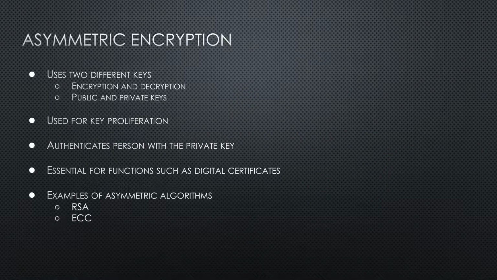Now, asymmetric encryption is pretty interesting, as it uses two different keys. It uses one for encryption and one for decryption, meaning that you can only use the encryption key for encryption and the decryption key for decryption. More often than not, these are called public and private keys. Everyone should know your public key. It's not sensitive information or anything. However, your private key, only you should have your private key.